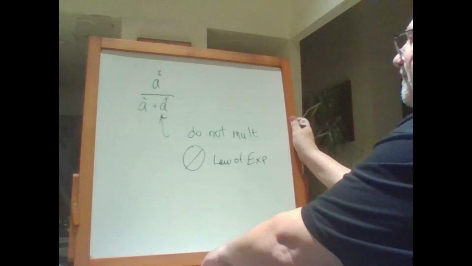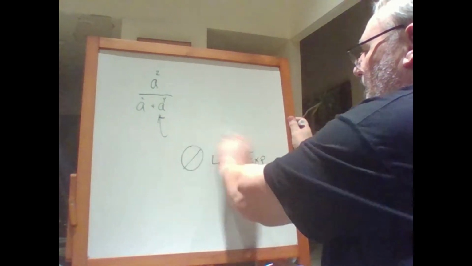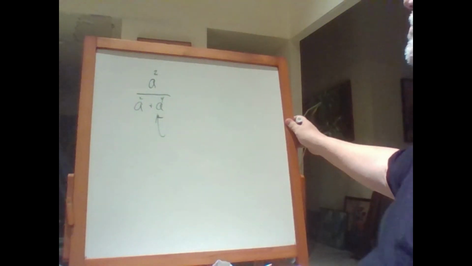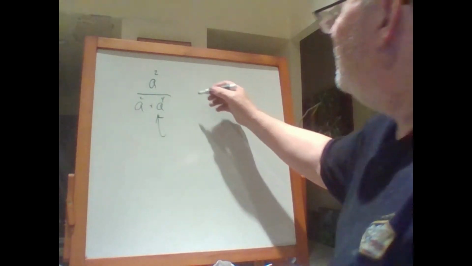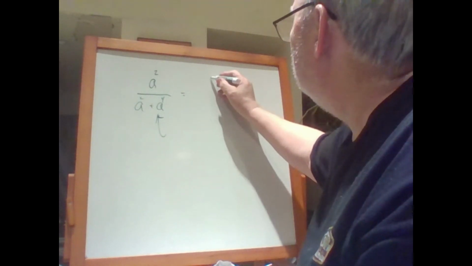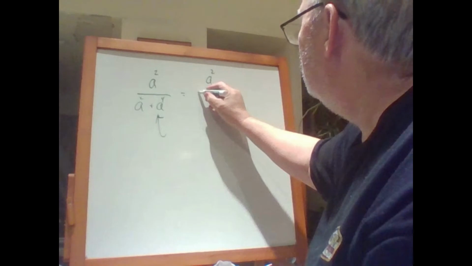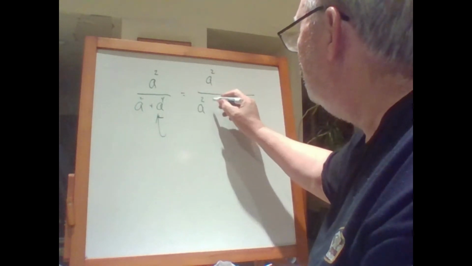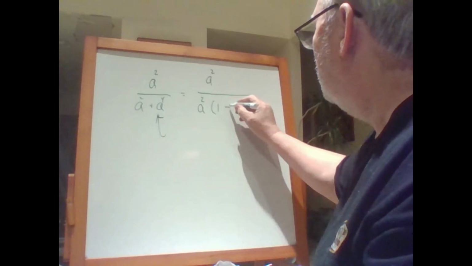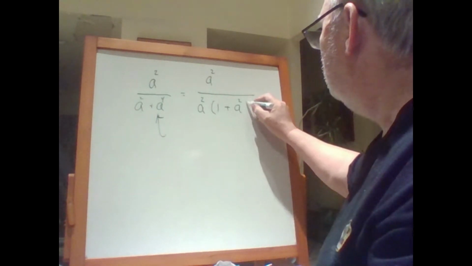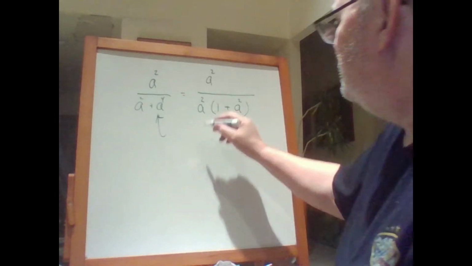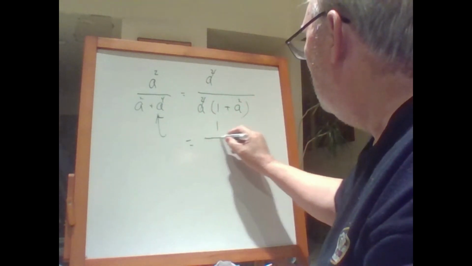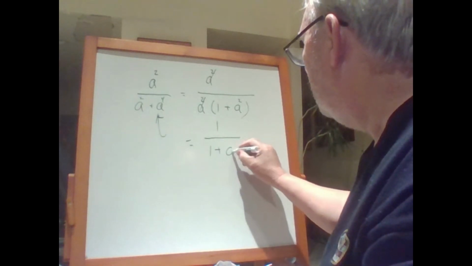Okay, so what do we do in this situation? Well, we can factor out. So what we have up here, we have a squared. We have a squared up here. And we can factor out a squared down there. A squared times 1 plus a squared. And these cross out, and that's 1 over 1 plus a squared.